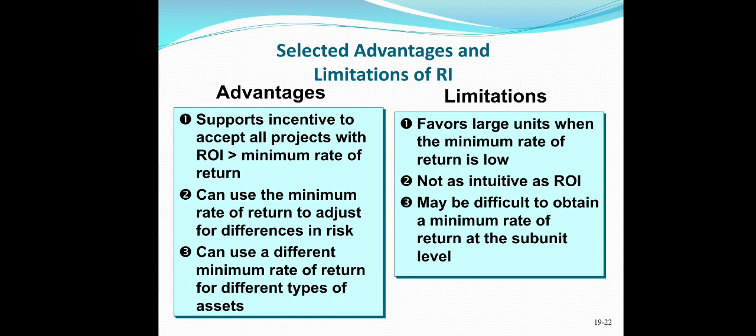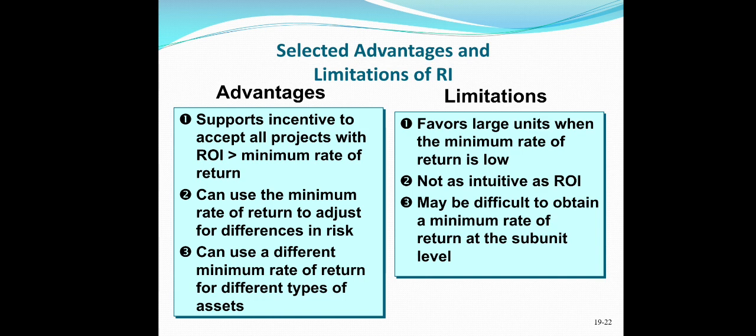Number 2, not as intuitive as ROI. Like I said earlier, when you calculate ROI, you calculate in terms of percentage. It is like a ratio, the return on investment: profit divided by the amount of the investment. But RI is not like that. It is like plus or minus only. RI is the amount in excess of the minimum rate of return. There is no ratio related to it.